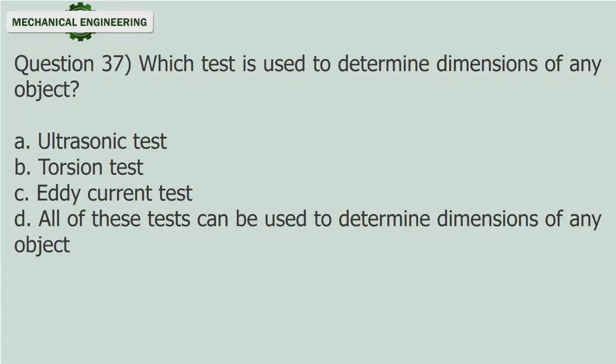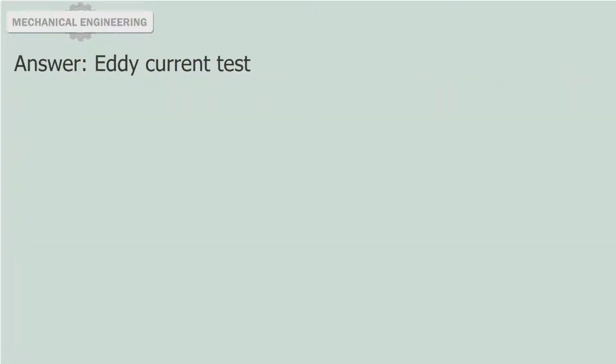Question 37. Which test is used to determine dimensions of any object? A. Ultrasonic test, B. Torsion test, C. Eddy current test, D. All of these tests can be used to determine dimensions of any object. Answer: Eddy current test.